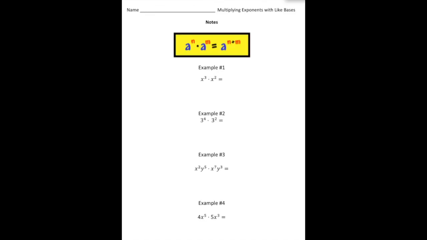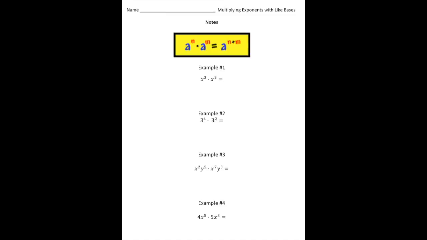Alright, so what I want you to look at first is this little diagram right here. Notice how we have a to the n power times a to the m power, and notice that the bases, the a's, are the same. So when you have exponents with like bases, you add the exponents. Let me show you why.